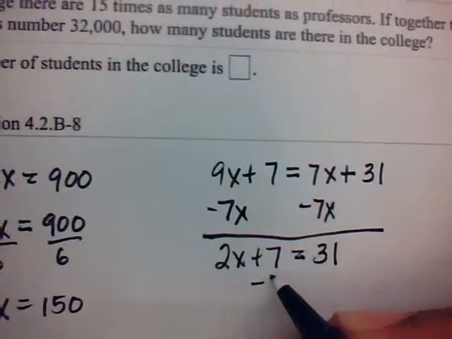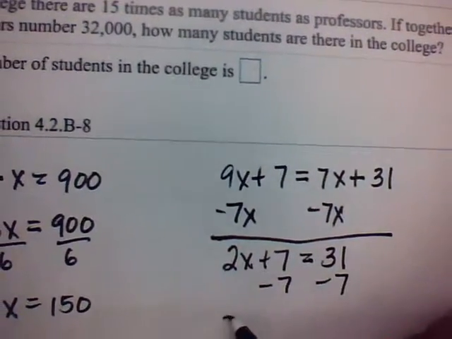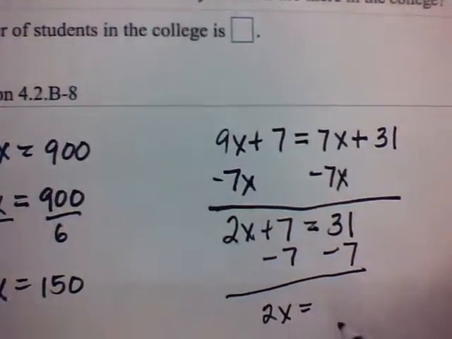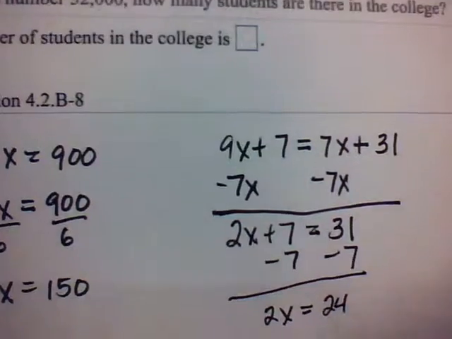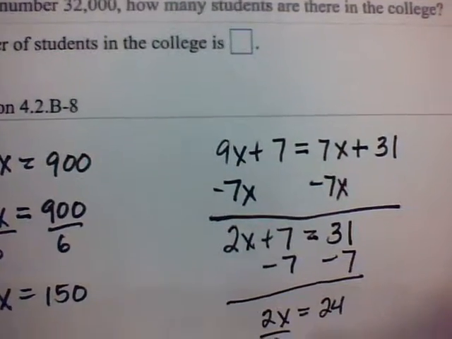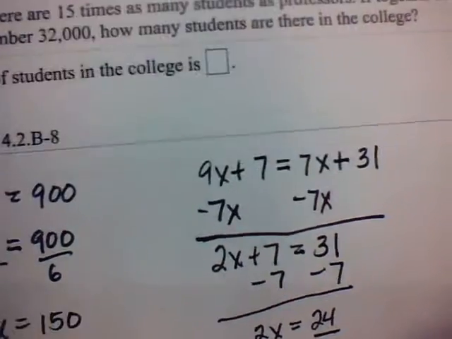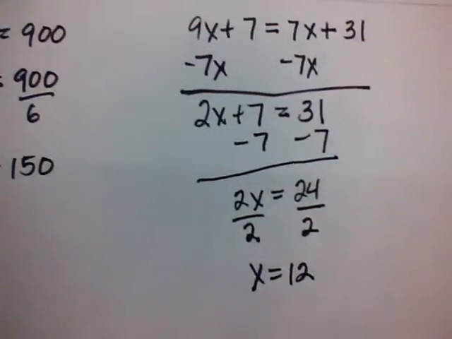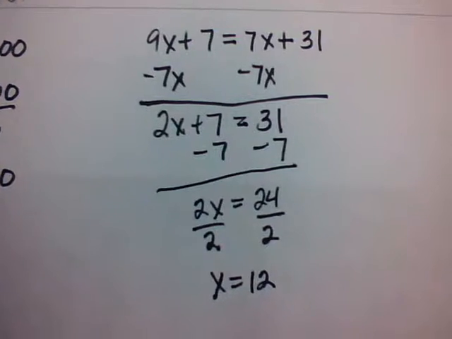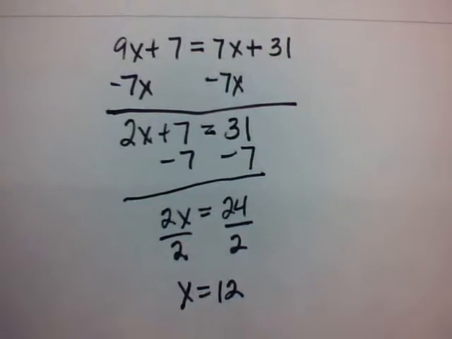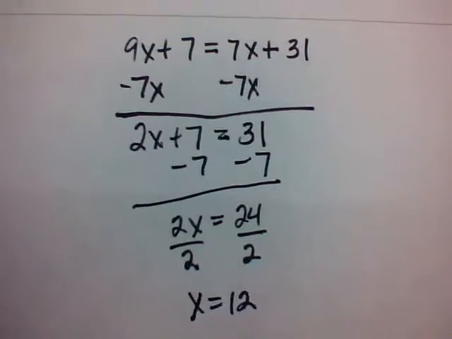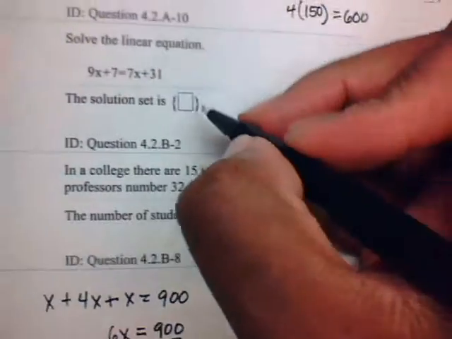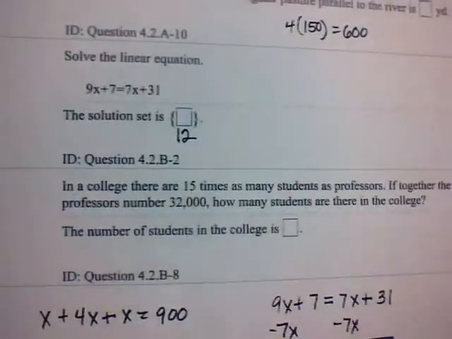And then to get the 2x by itself, we subtract 7 on both sides to get 2x is equal to 24. And then divide both sides by 2. x is equal to 12. So here the solution set to answer that problem would be 12.